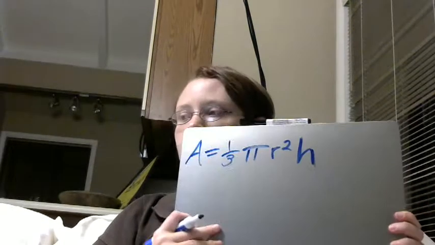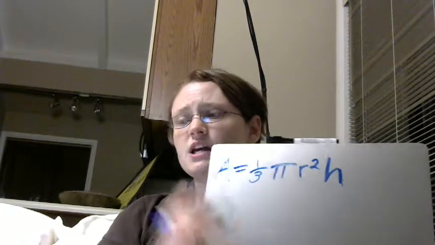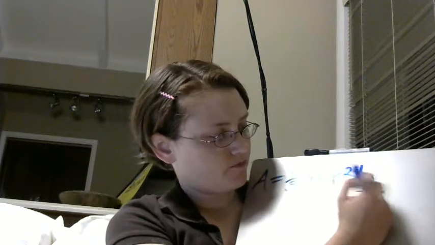All right, so none of that really matters. What really matters is we have this equation. A equals 1/3 pi. Ooh, there's a scary symbol. Don't freak out. Just a symbol. We're going to treat it just like we treat anything else. R squared H. All right? A equals 1/3 pi R squared H. And we want to solve for H.